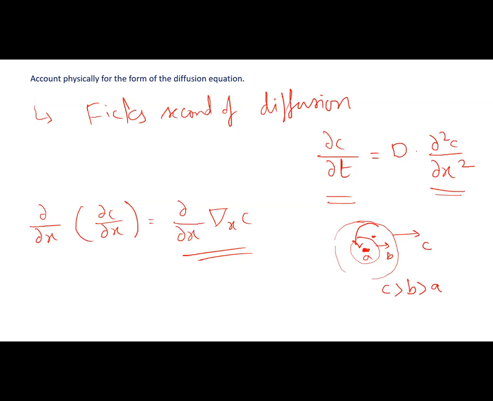But if the curvature is negative, that means the concentration at A is greater than B than C, then the solute particles tend to move from position A to B and then to C, thus decreasing the concentration at A. So this is how we can account for the diffusion equation physically, in terms of the motion of molecules or the change in concentration gradient.